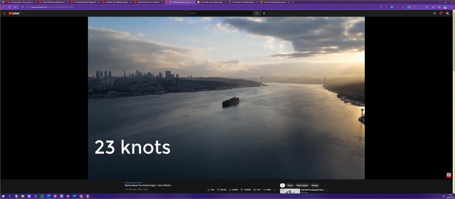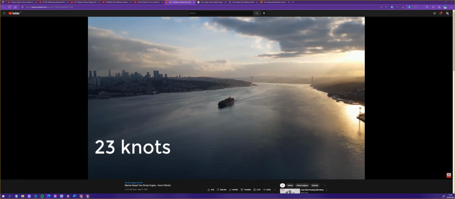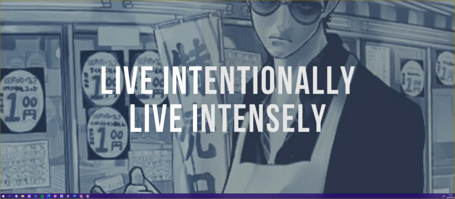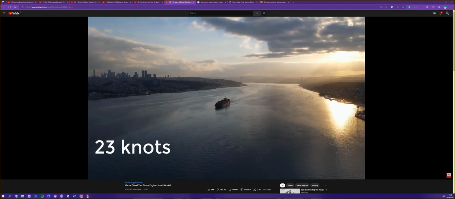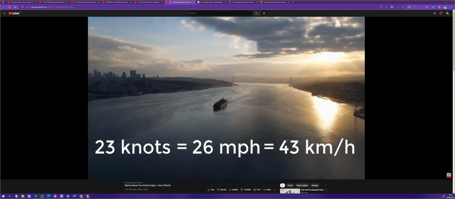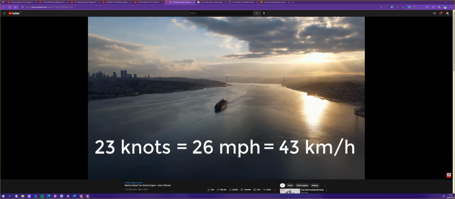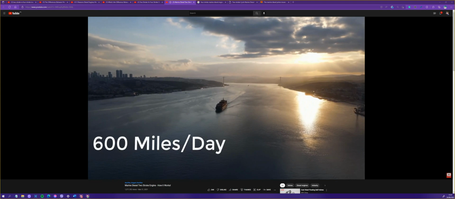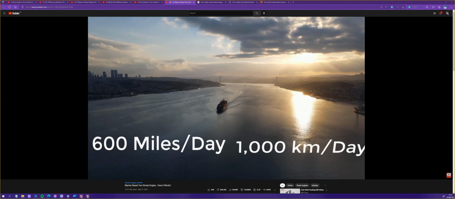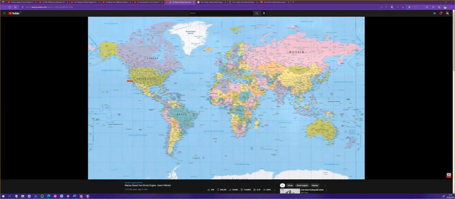A knot is a nautical mile. If you want to figure out what a knot is in miles, you times it by about 1.15. So if we are traveling 23 knots, then we would reach a speed of about 26 miles per hour. That's about 43 kilometers an hour if you like to work in metric units. I appreciate that sounds pretty slow, 26 miles per hour, but it's still over 600 miles per day, or about 1,000 kilometers a day. Because ships travel day and night, and if you leave a port like San Francisco and you want to go to Japan, there's not many reasons to stop off or slow down on your way there.